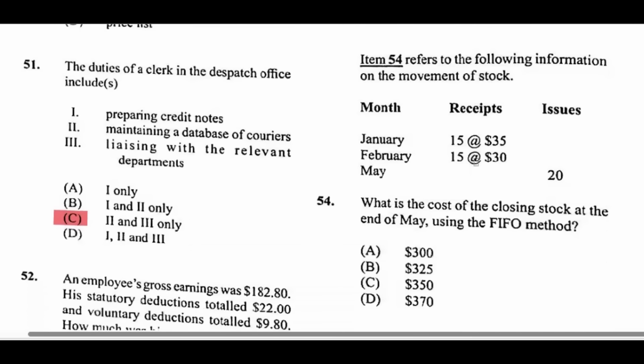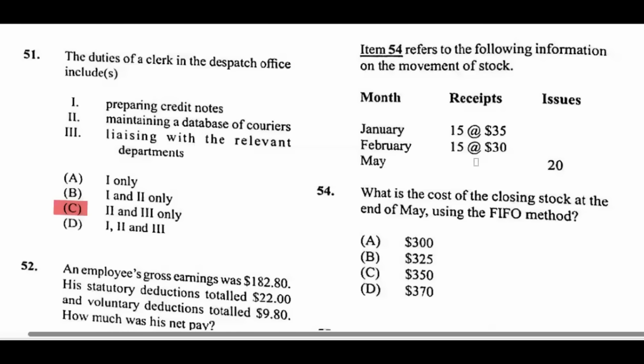54, this is a movement of stock here. 54, what is the cost of the closing stock at the end of May using the FIFO method? This is such a repeated question. You don't even have to work out this question, you already know the answer is A. The answer is A. All right.